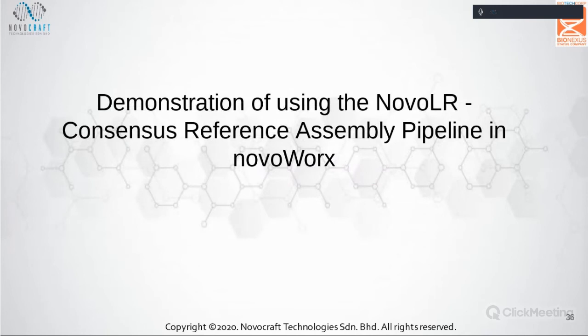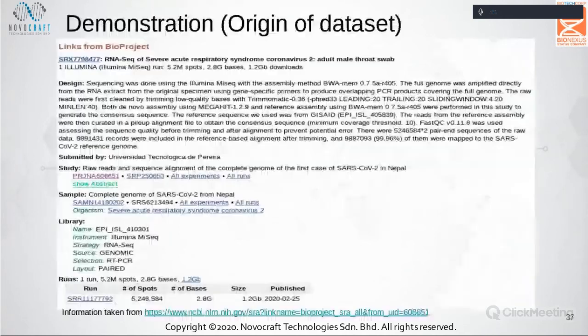Now I want to demonstrate how to use the pipeline in novoWorx. For demonstration, we will use a subset of the sample taken from the first SARS-CoV-2 patient in Nepal. The patient contracted the virus in Wuhan, China before going back to Nepal. A study on using this sample to generate a consensus sequence has been published, and information about the sample and study can be obtained from NCBI.